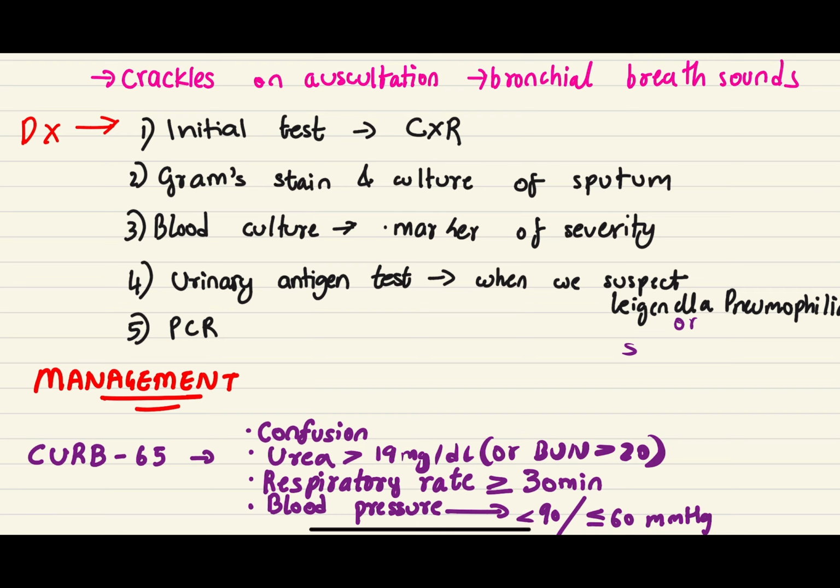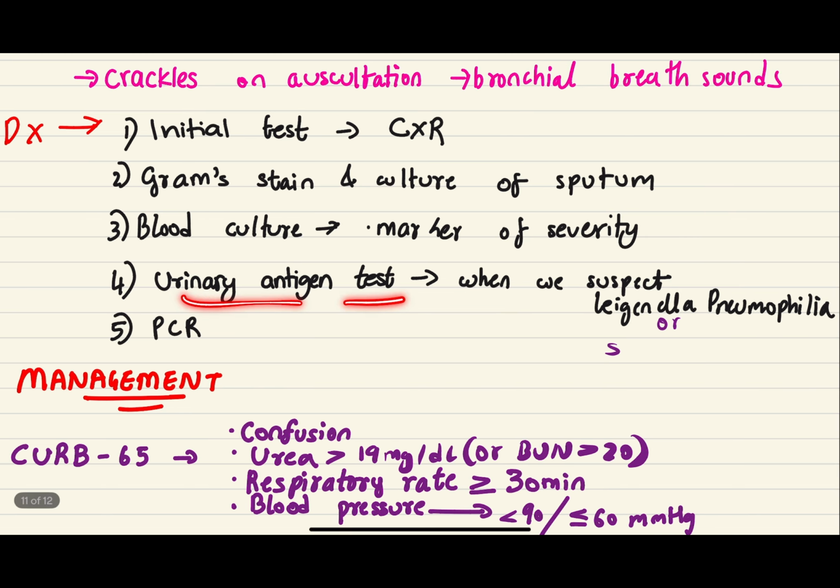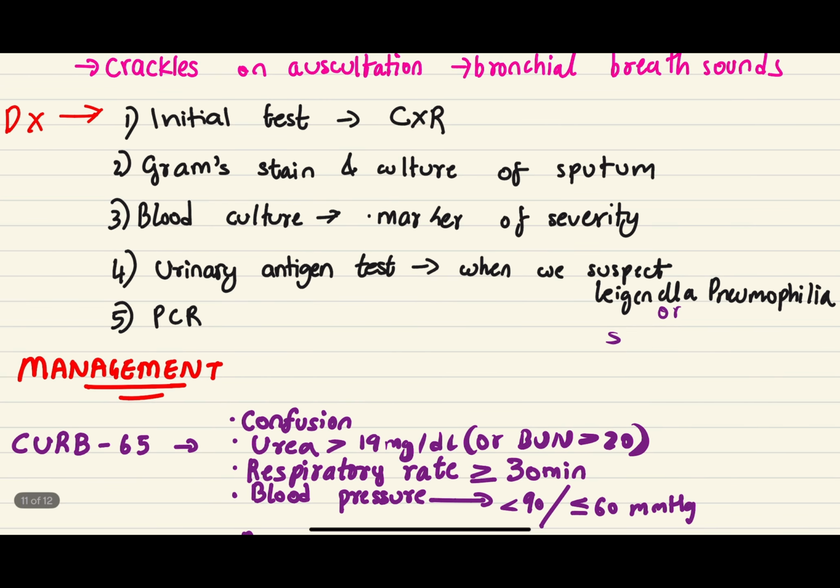Diagnosis is multi-step per Harrison guidelines. The initial test is a chest X-ray, which shows lobar consolidation for typical bacteria or interstitial patterns for atypicals or viruses. Gram stain and culture of sputum identifies the organism, such as gram-positive diplococci suggesting S. pneumoniae or gram-negative rods suggesting Klebsiella. Blood culture, which is a marker for severity or bacteremia, is positive in only 10 to 15% of cases. Urinary antigen test basically detects Legionella pneumophila or Streptococcus pneumoniae also.